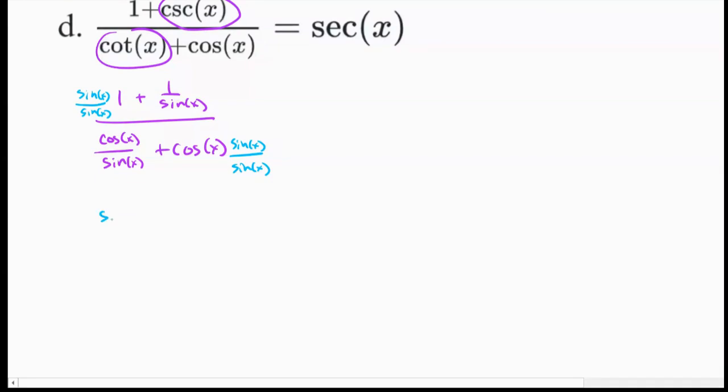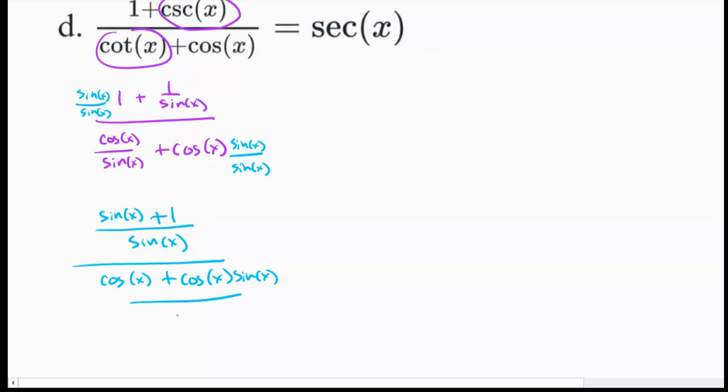So from here, I got sine x plus 1 over sine of x on the top, because I just added these two things together. Then I added the bottom together, and I got cosine x plus cosine x times sine x over sine of x. So I have this ugly looking thing where it's one fraction over another fraction.